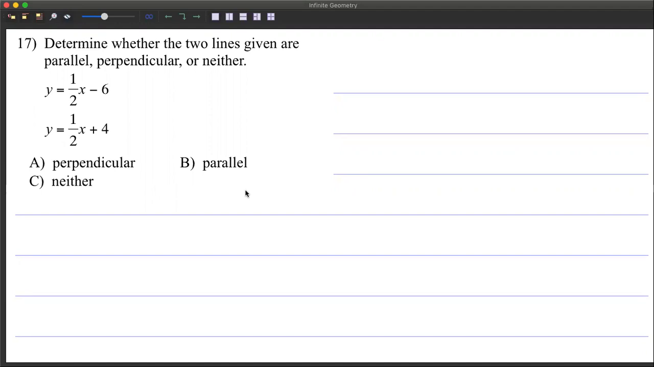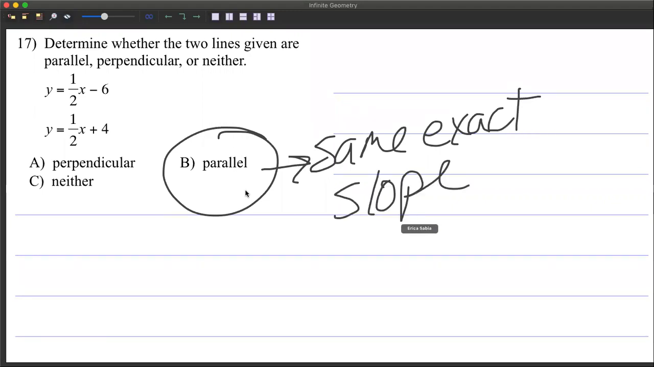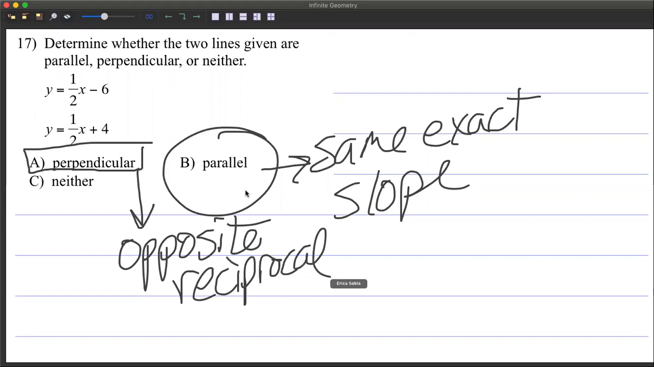So how do I tell what they are? Parallel means the slopes have to be identical. Same exact slope. You have no wiggle room. It has to be same sign, same everything. Perpendicular, as you know, if it's going to be perpendicular, I need opposite reciprocals. If I don't have either of those things, that's when I'm picking neither. So I kind of do a process of elimination. I eliminate perpendicular and parallel first. If they're both out, then it's neither.